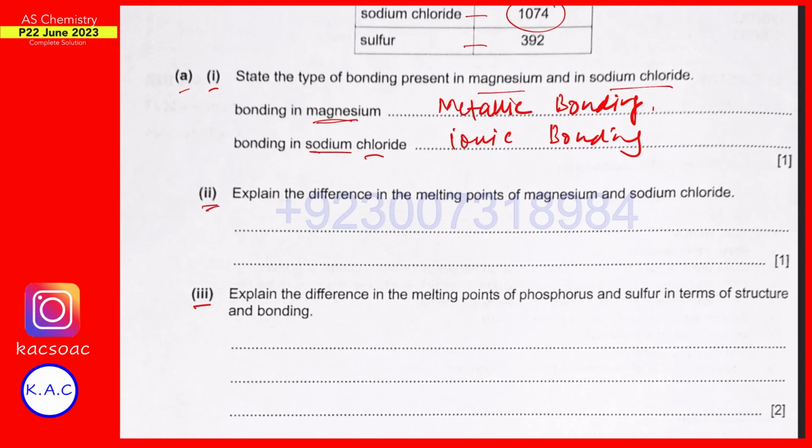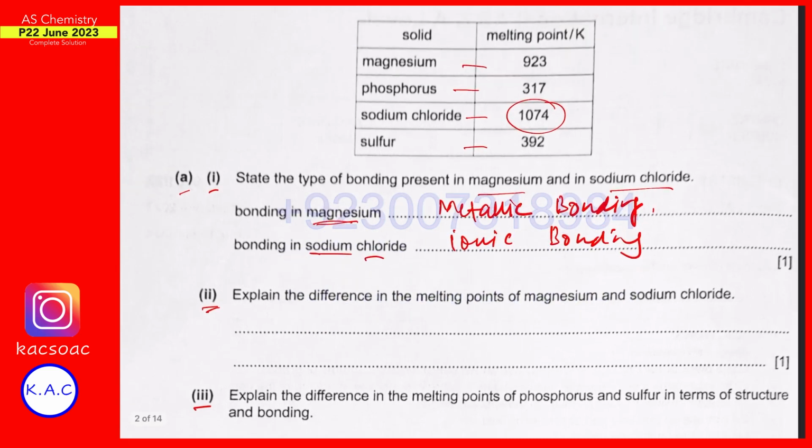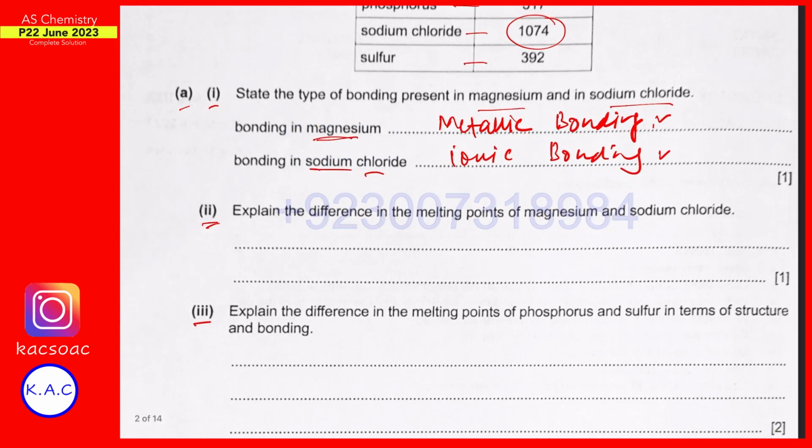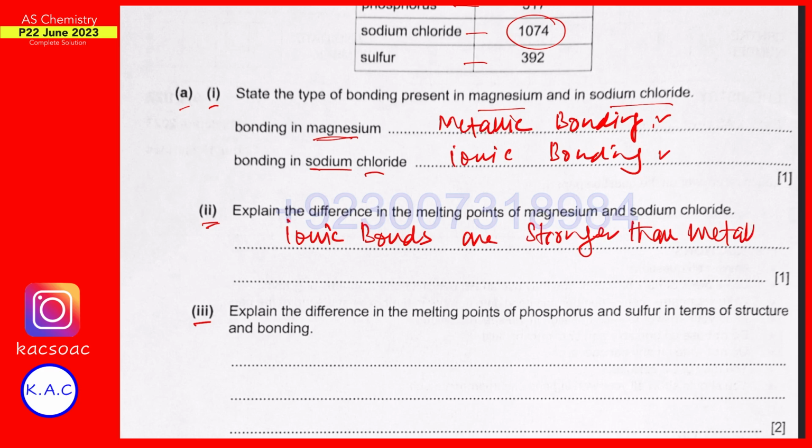Next, part 2: explain the difference in the melting points of magnesium and sodium chloride. The basic difference is the difference in bonding. Ionic bonds are stronger than metallic bonds, so more heat is required to overcome the forces.